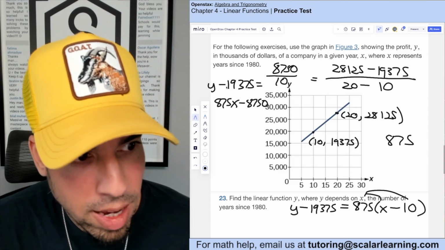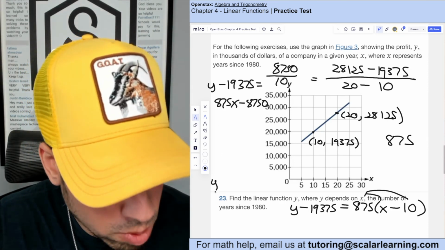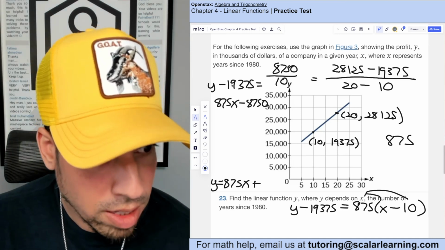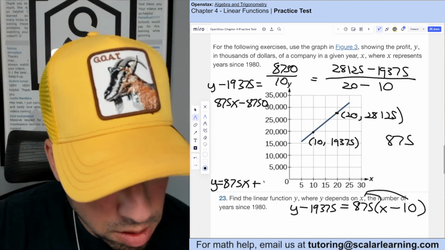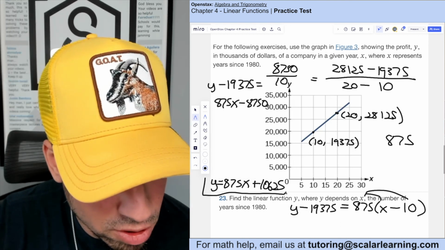Last but not least, we're going to add 19,375 to both sides. And then we get y equals 875x plus, and then 19,375 minus 8750 is 10,625. So there is your linear equation.